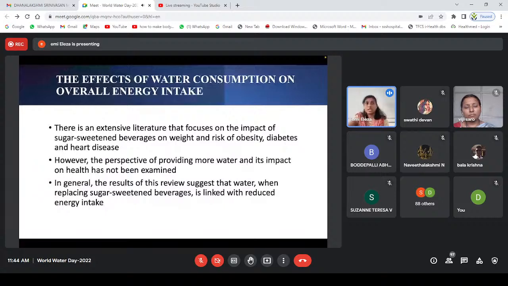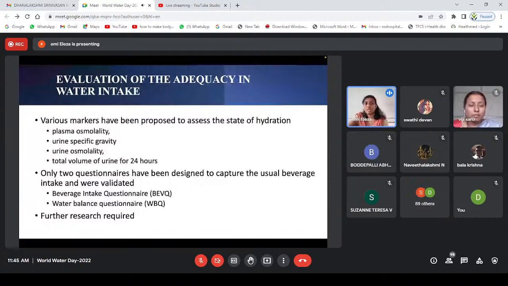Evaluation of the adequacy of water intake. Various markers have been proposed to assess the state of hydration, like plasma osmolality, urine specific gravity, urine osmolality, and total volume of urine for 24 hours. Only 2 questionnaires have been designed to capture the usual beverage intake and were validated: the beverage intake questionnaire and the water balance questionnaire. Further research is required on maintaining the water balance. A Slovakian proverb says, "Pure water is the world's first and foremost medicine."